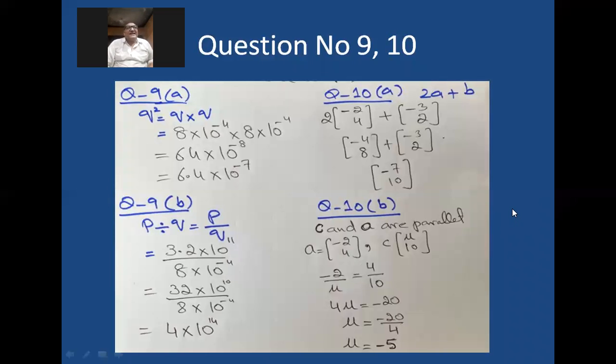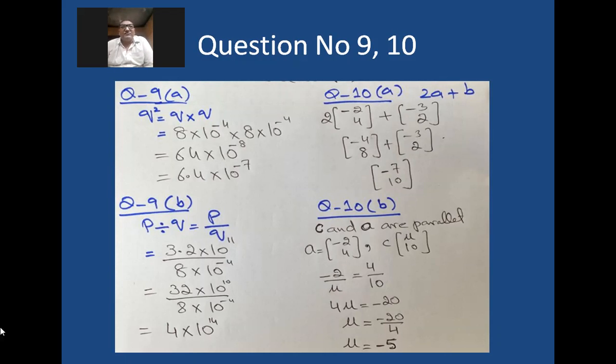Because C and A are parallel to each other, I have written the column vector A and the column vector C. Here I forgot to write the equal sign, so just write the equal sign here. Whatever is the ratio between the x of both, that same will be the ratio of the y's.